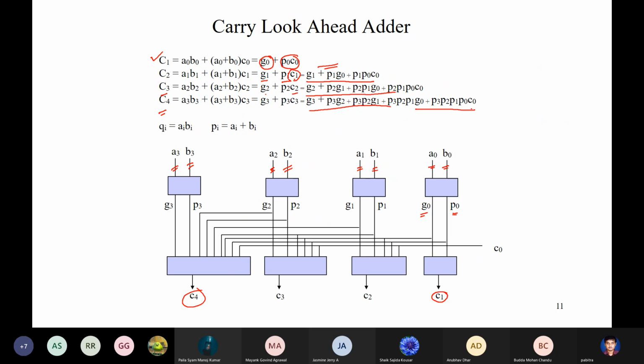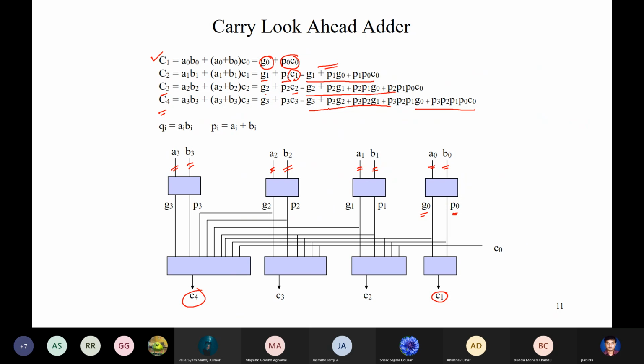Okay, so now can any of you tell me that in this expression for C4, if all these A0, B0, A1, B1, A2, B2, A3, B3 are available at the same time, do we have a delay in computing C4? So look at the expansion of C4.